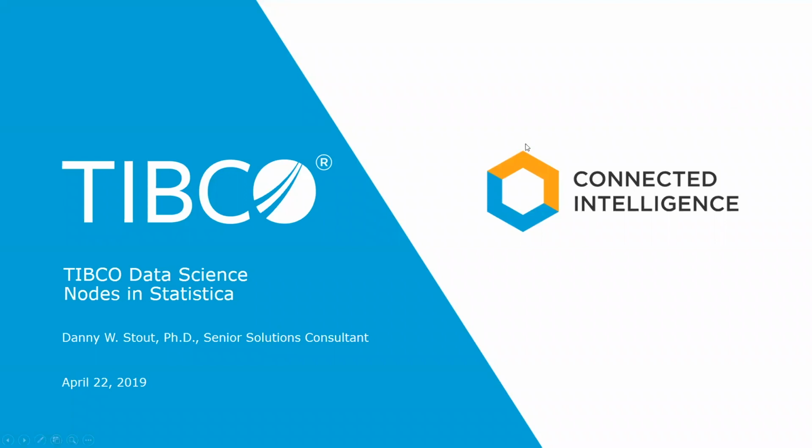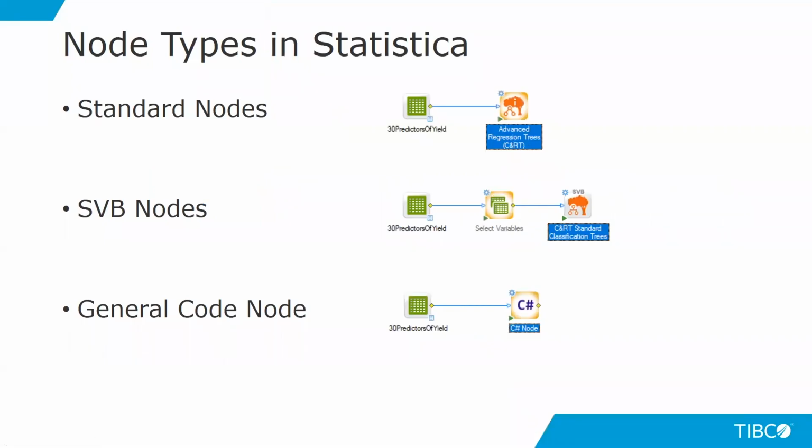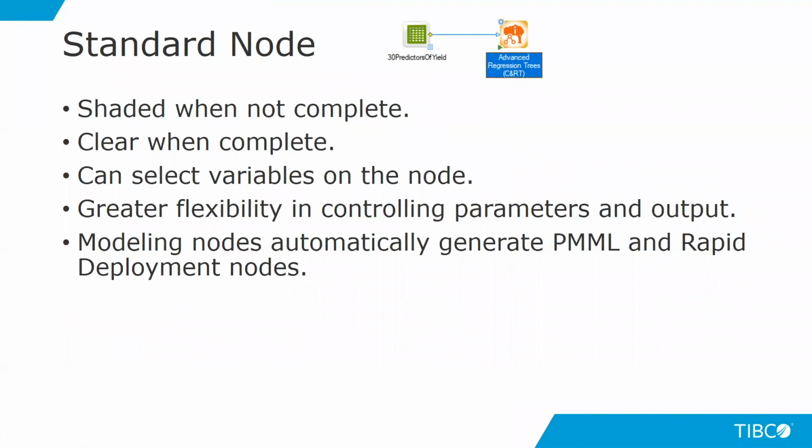There are three types of nodes in Statistica: the standard node, the SVB node, and the general code node. First, the standard node. This node, whenever you place it in a workspace, is shaded when it has not been completed or it has not been run. And you can actually see a shaded node on your screen right now. Whenever you run this node, that shaded portion goes away. It becomes white or clear. That lets you know that the node has been completed or run.